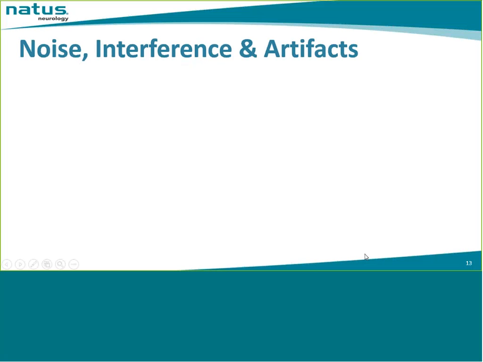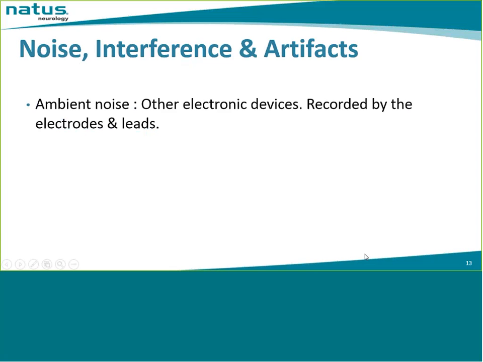So in this webinar, we are going to look at how we can reduce noise, interference, and artifacts. For simplicity, I'm going to divide them into 4 categories. The noise refers to the ambient noise. This is generated by other electronic devices, and it is recorded by the electrodes and cables. Then we have the so-called motor artifact. This is the volume conducted activity from muscles that contaminates the sensory nerve action potential. This occurs because of co-stimulation of motor nerve fibers.